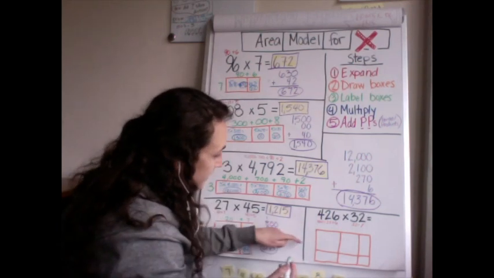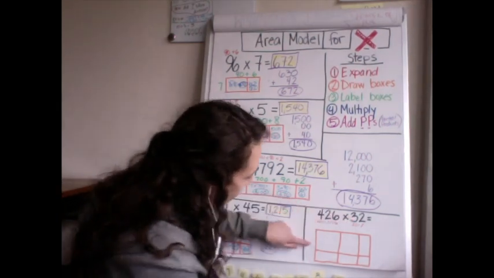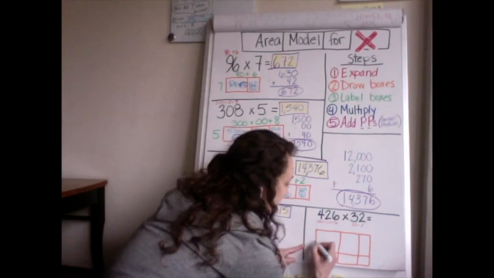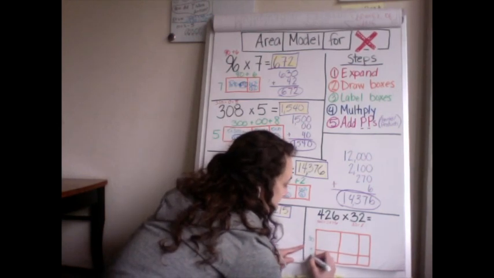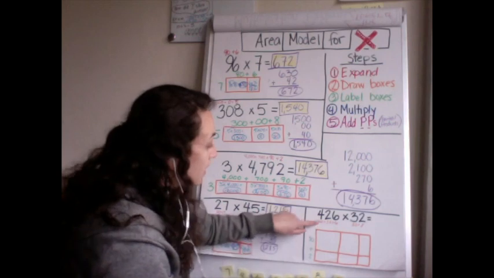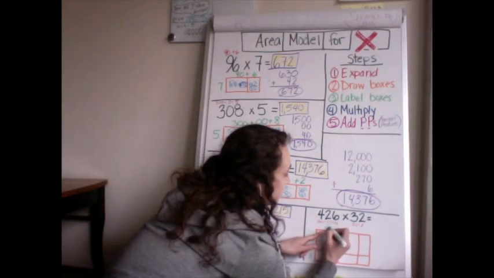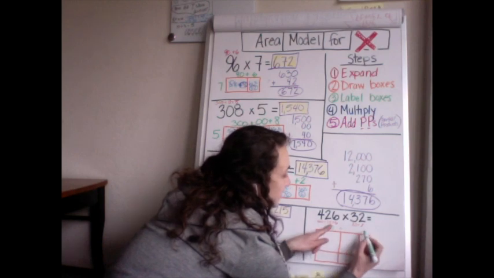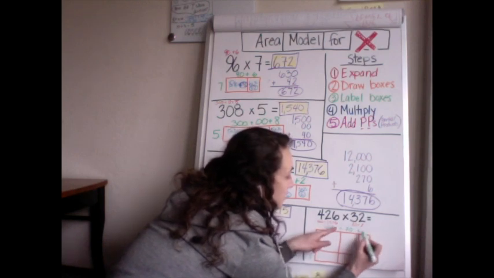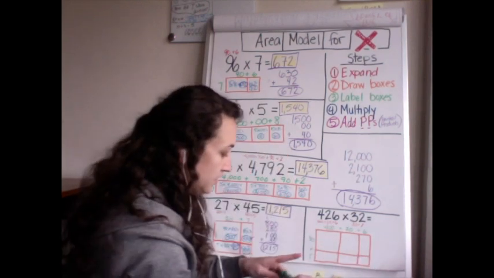Label my boxes. Well, down this side, I have my 32, so I have my 30 plus 2. Across the top, I'm going to have my 426, so my hundreds box is 400, plus my tens box, which is 20, plus my ones box, which is 6.